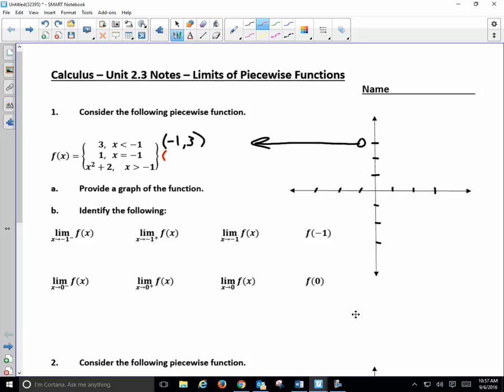Anybody know what kind of graph is made by the second piecewise function? It's just a point because it's just at x equals negative 1. The function value is 1. It makes sense to you that that is a point.